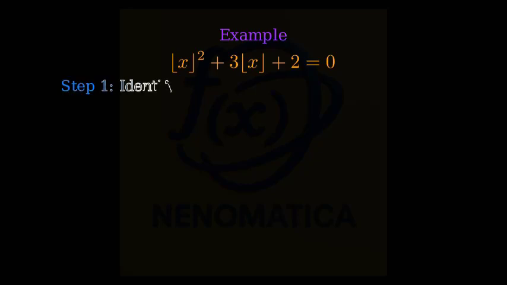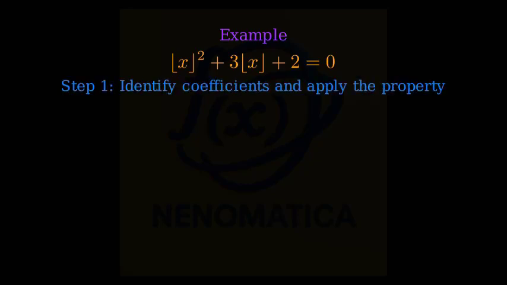Example. In this lesson, we solve a quadratic floor or bracket equation exactly following the given algorithm. The problem is floor of x squared plus 3 times floor of x plus 2 equals 0. Step 1. Identify coefficients and apply the property. Here a equals 1, b equals 3, and c equals 2. We check the property b equals a plus c, that is 3 equals 1 plus 2.